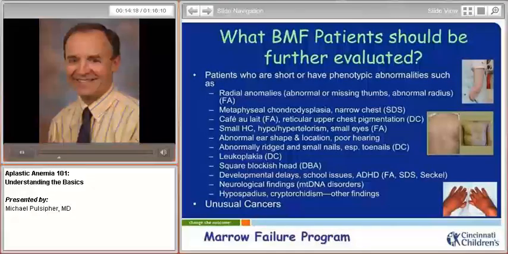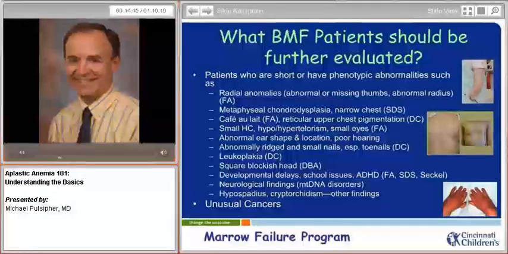Now, I want to show you just one slide here. There are a lot of things to consider and look at for bone marrow failure syndromes, but I think that there are a few key issues to keep in mind. The first thing is that patients who are short or who have unusual skin or bone findings really should be carefully looked at to make sure that you don't have a bone marrow failure syndrome.